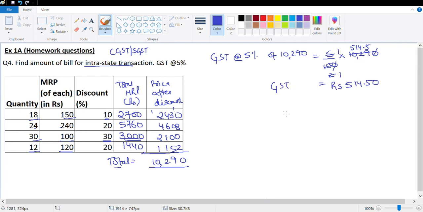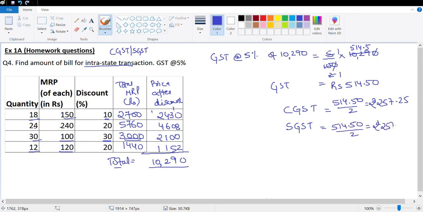Here it is advisable to write the value of CGST and SGST separately. So CGST will be 514.50 divided by 2, which is equal to rupees 257.25, and so is SGST, which is also 514.50 divided by 2, rupees 257.25.